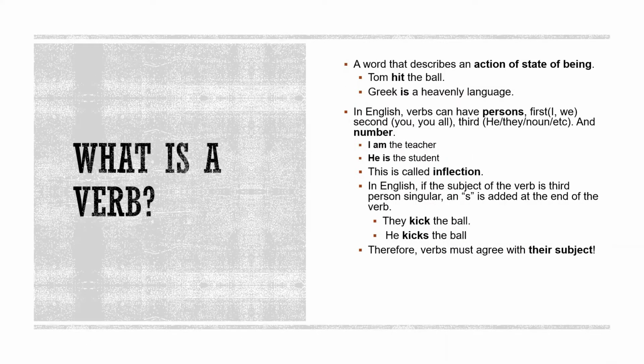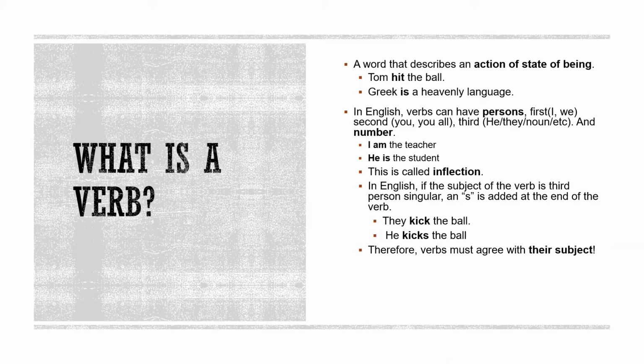So, what is a verb? A verb is a word that describes an action or state of being. Now, what in the world is a state of being? Well, we'll talk about that later. However, an action is a thing done or an act. You can see these in these simple sentences: Tom hit the ball, and Greek is a heavenly language.